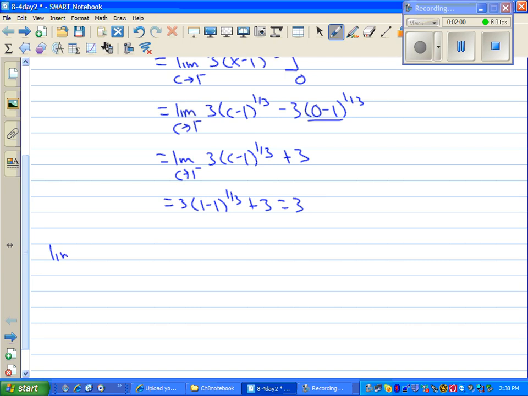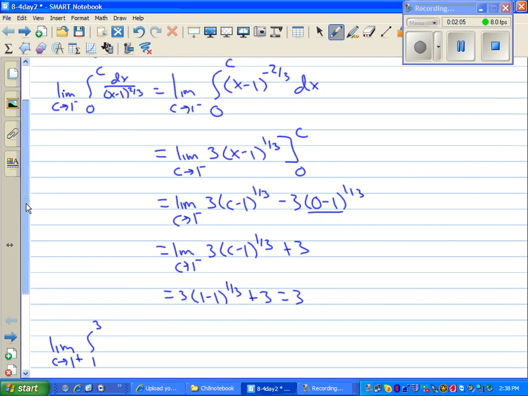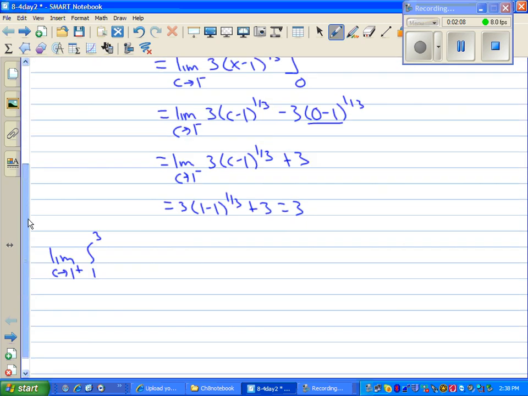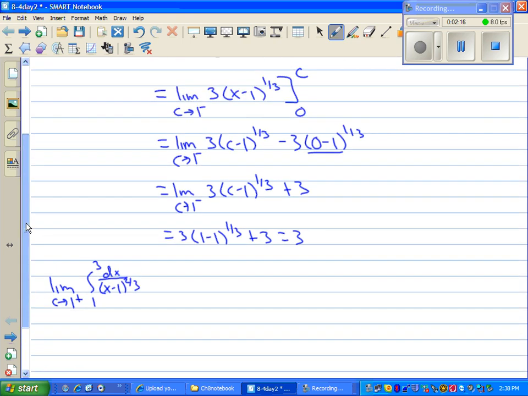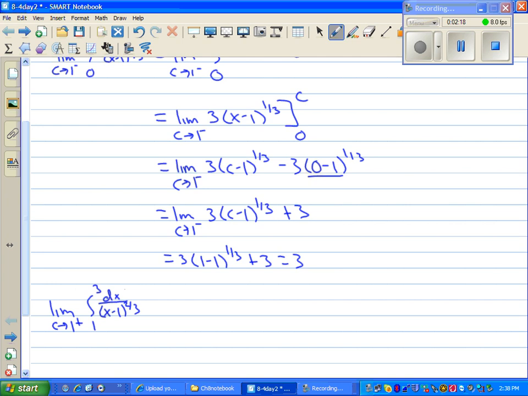So we have the limit as c approaches 1 from the right of the integral from 1 to 3. And notice that in the original problem, it was from 0 to 3. So we have dx over (x minus 1) to the 2/3. And we don't have to repeat the process to find the antiderivative. I can skip to this part right here. So we're going to do that. It equals the limit as c approaches 1 from the right of 3 times (x minus 1) to the 1/3. This time c is going to be on the bottom. Whoops, I shouldn't have written the 1. I should have written a c here, not a 1.